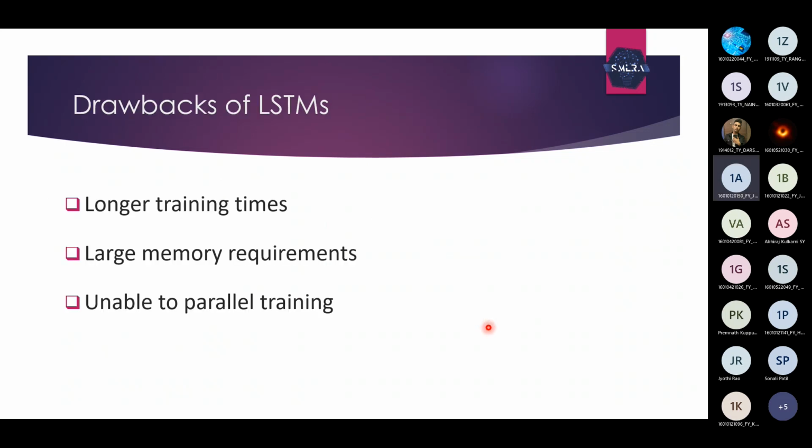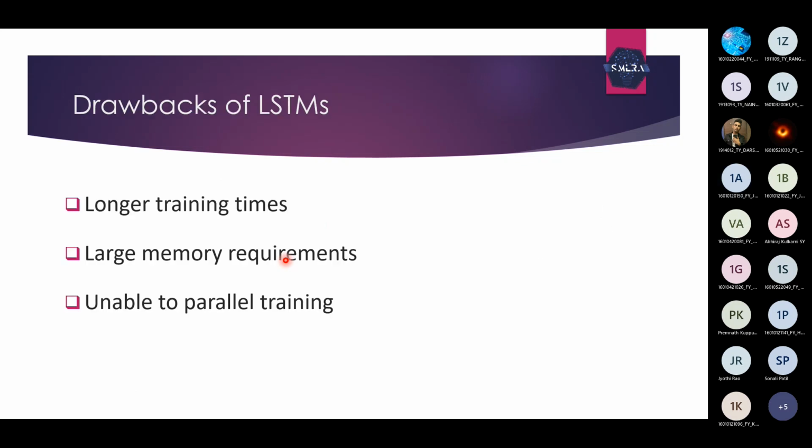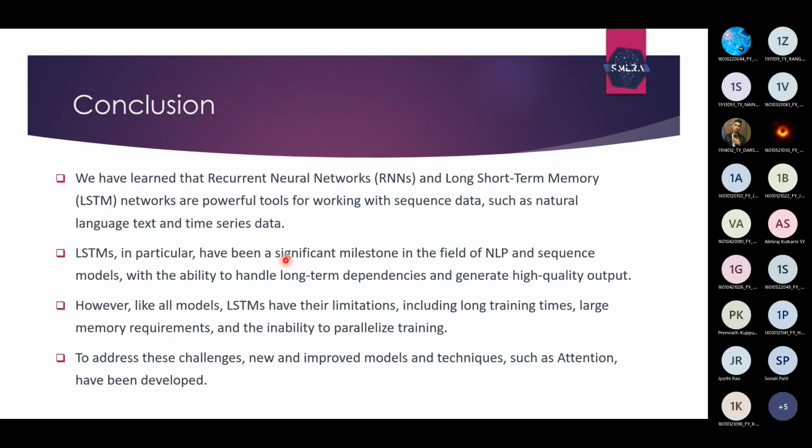So the drawbacks are longer training times, large memory requirements, and being unable to train in parallel. This is the drawback of LSTM. Even here, you have to give the input sequentially. You have to give one word at a time or one letter at a time. That's the difficulty. You can't do parallel training.